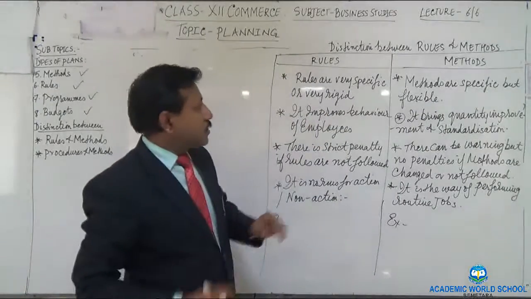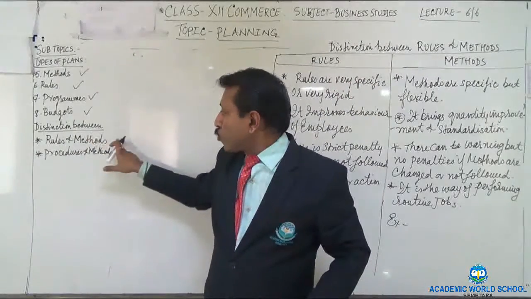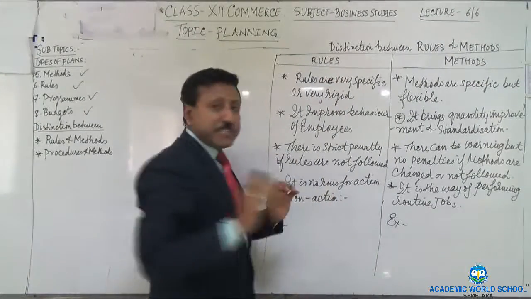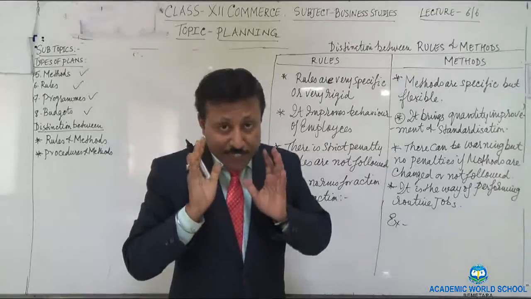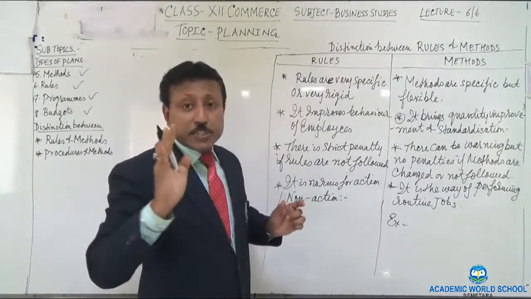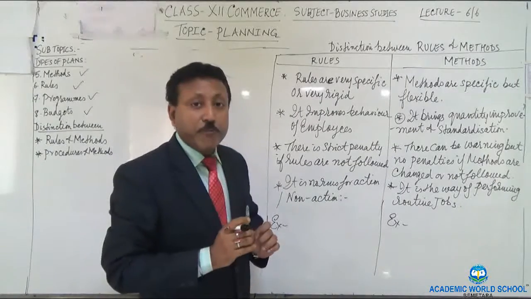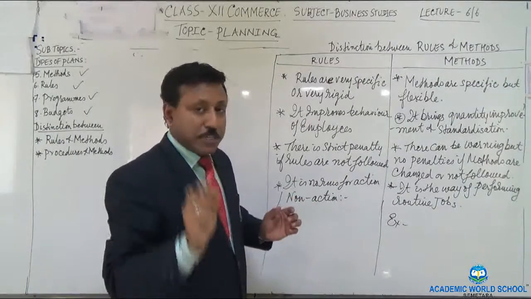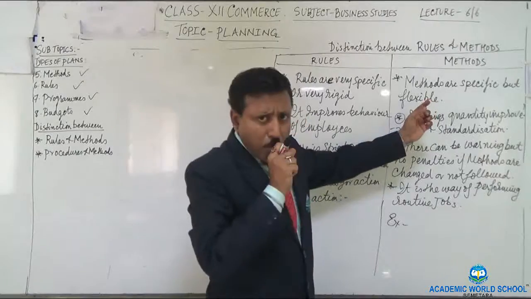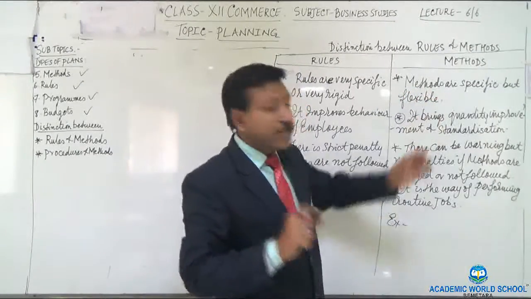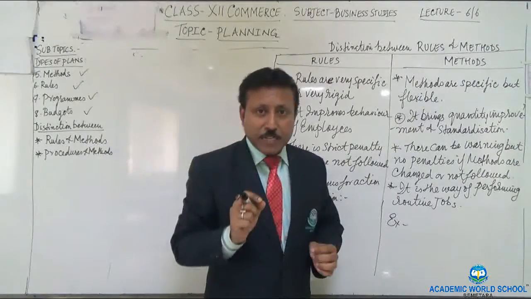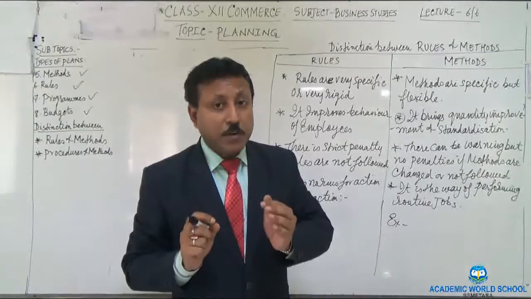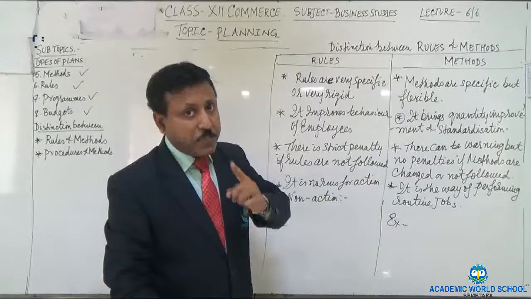We'll give the examples. Let's see the rules and methods. The first distinction between rules and methods. Rules are very specific. That means it cannot be changed. Specified rules are very rigid. There is no swaying away from the rules. Very specific, to the point, and rigid. It cannot be changed. Whereas methods are specific but flexible. Sometimes methods can be changed a little bit if necessary. Not always, but if necessary. But rules are very specific and rigid.